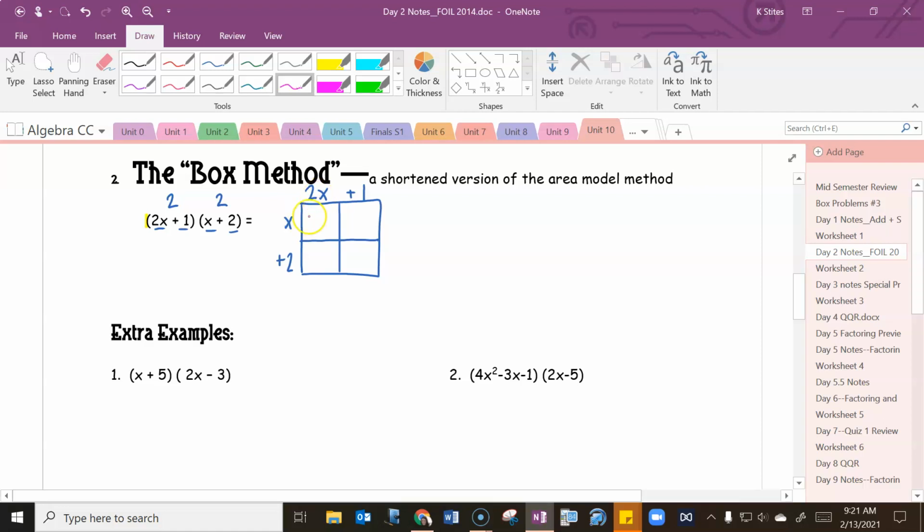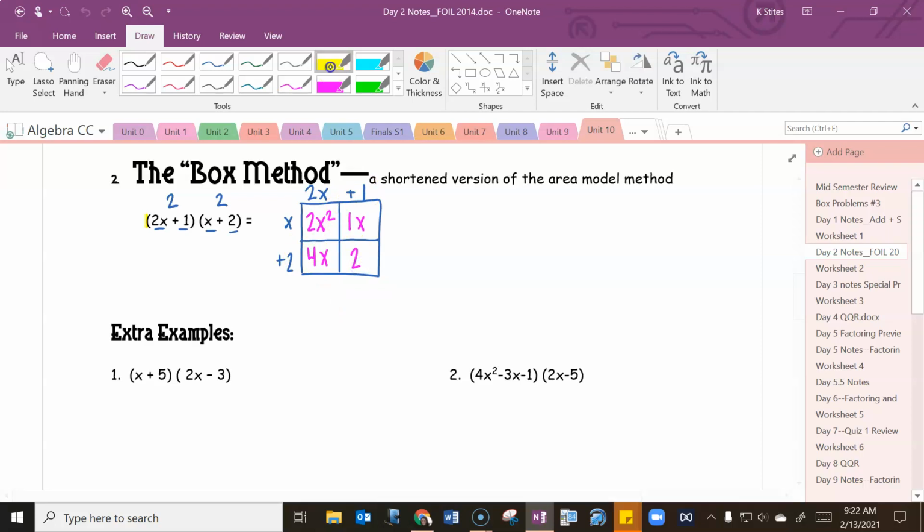X times 2x is 2x squared. X times 1 is 1x. 2 times 2x is 4x, and 2 times 1 is 2.